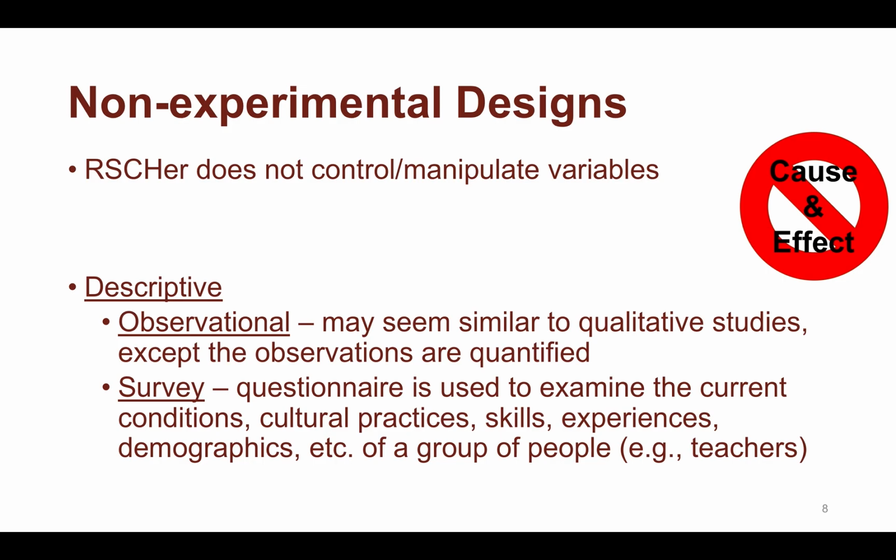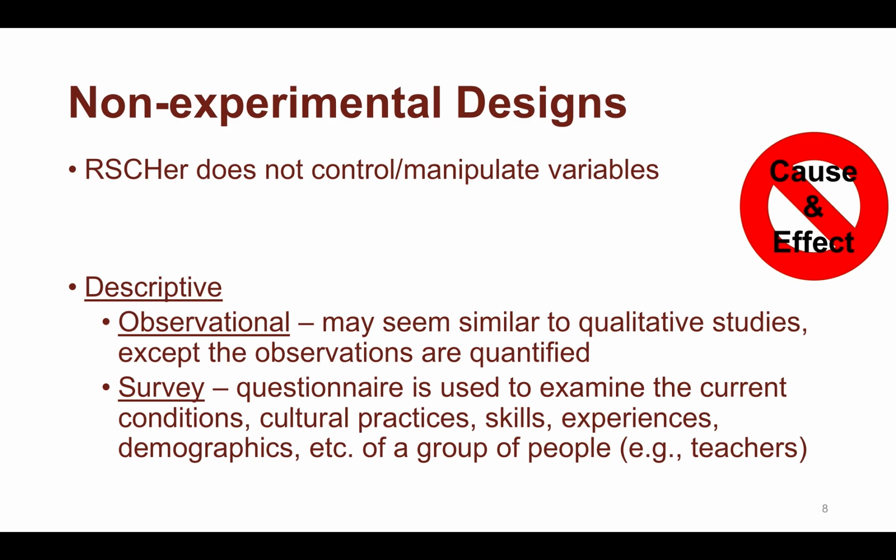So in an observational study, just as an example, maybe you're going into classrooms or going to sporting events and you're taking down some observations. You're actually writing down what you're seeing, which may sound like a qualitative study, but the difference is that whatever it is that you're recording is being quantified. So for example, you might be counting something, you might be rating the quality or the severity of something on a scale from 1 to 10, for example.